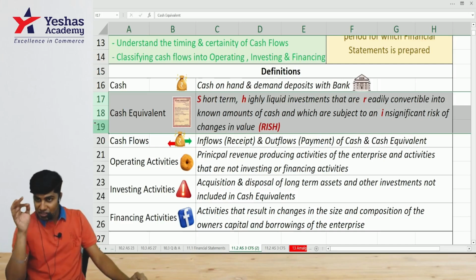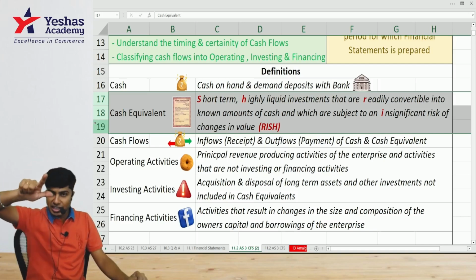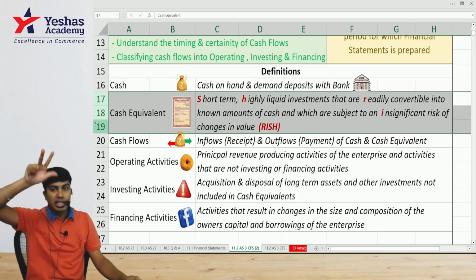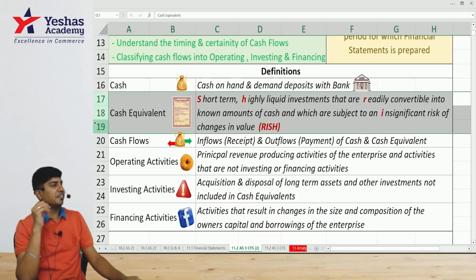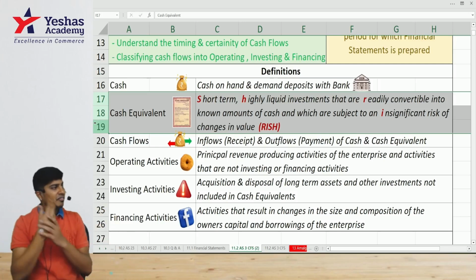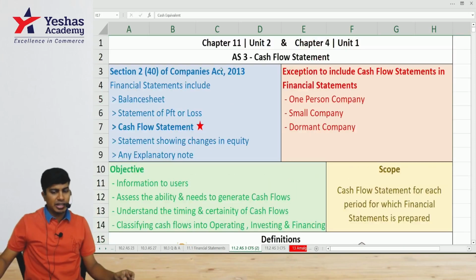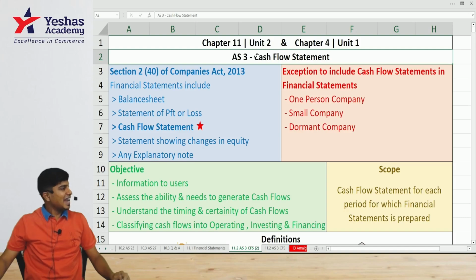If any investment is readily convertible, has insignificant risk, is short term and is highly liquid, then it is considered as cash equivalent. Sir, then why are we discussing this cash equivalent? When we say cash flow statement, it is a cash and cash equivalent flow statement.